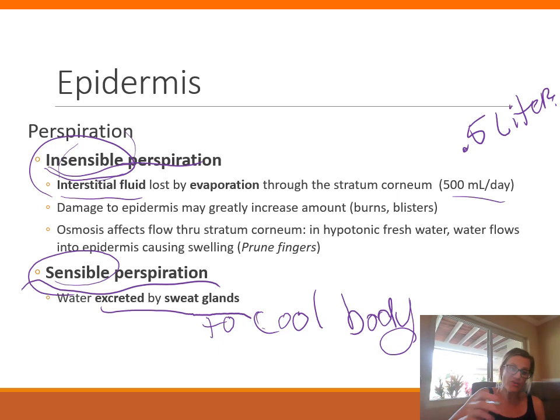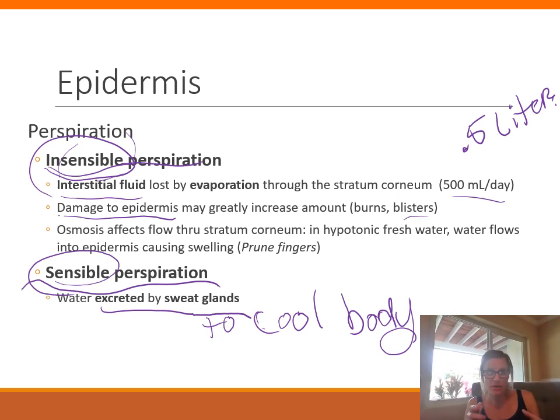Now, this 500 mLs a day is typical. That's what happens under normal circumstances. But there are things that can affect this. Any damage to the epidermis damages that layer of keratin, right? The layer of keratin has to be intact in order to try and slow down this evaporation. So if you damage that keratin, if you damage the epidermis, then you can allow much more fluid to evaporate. Now, there are small things that this can happen, like blisters, for example.